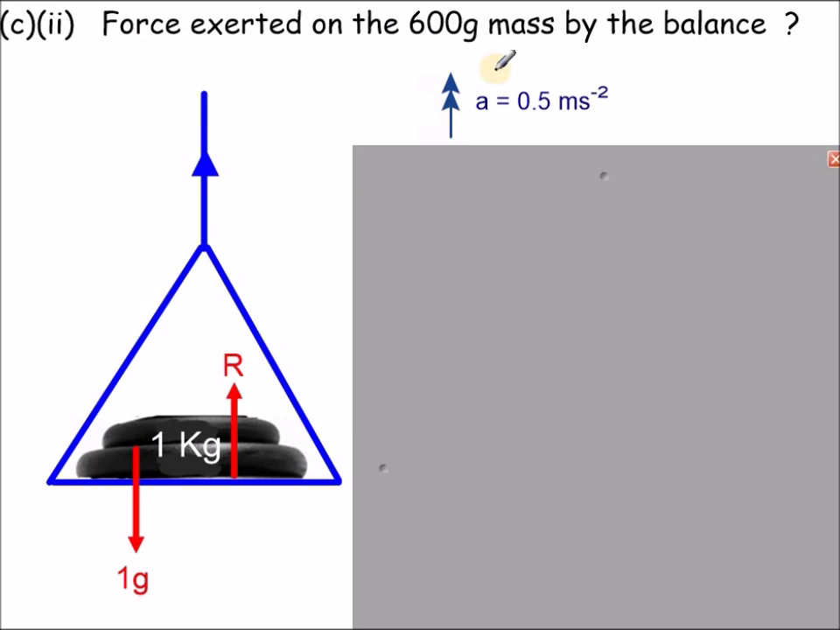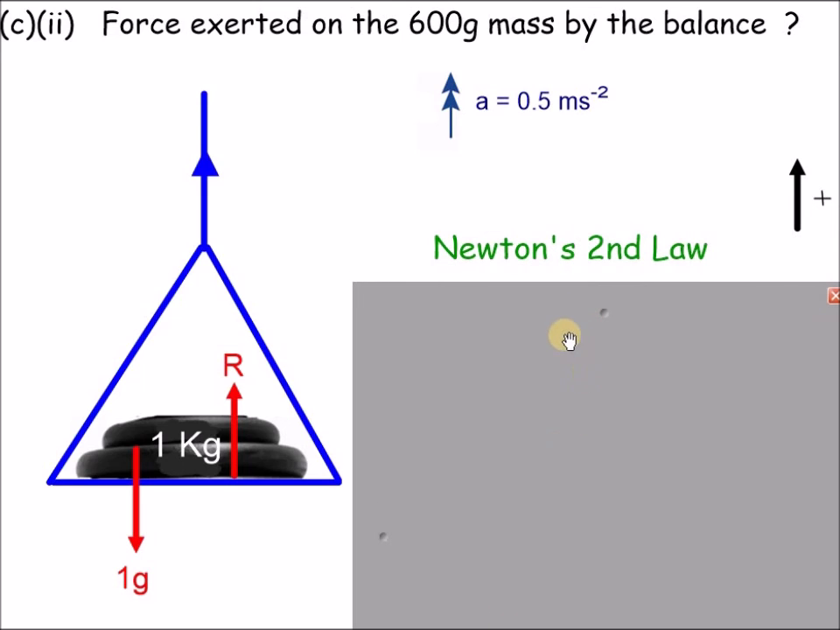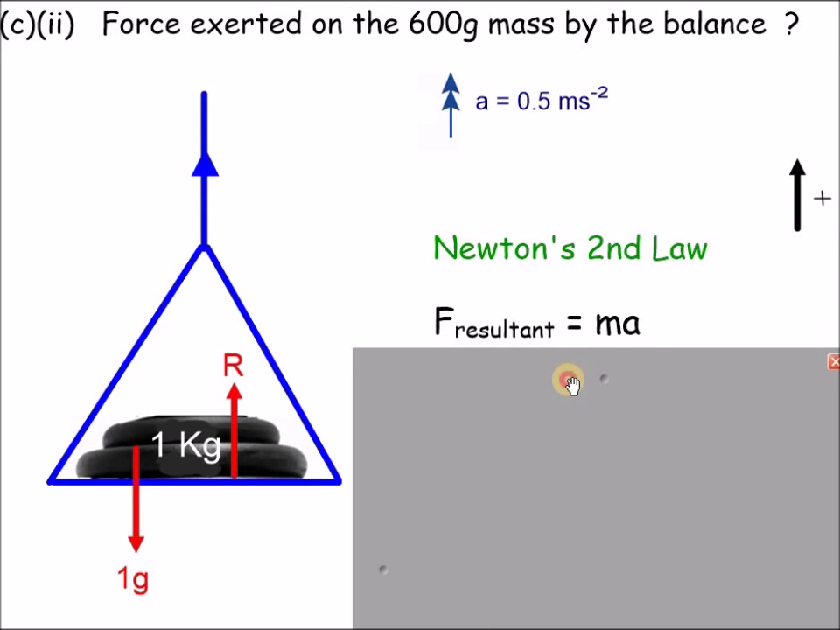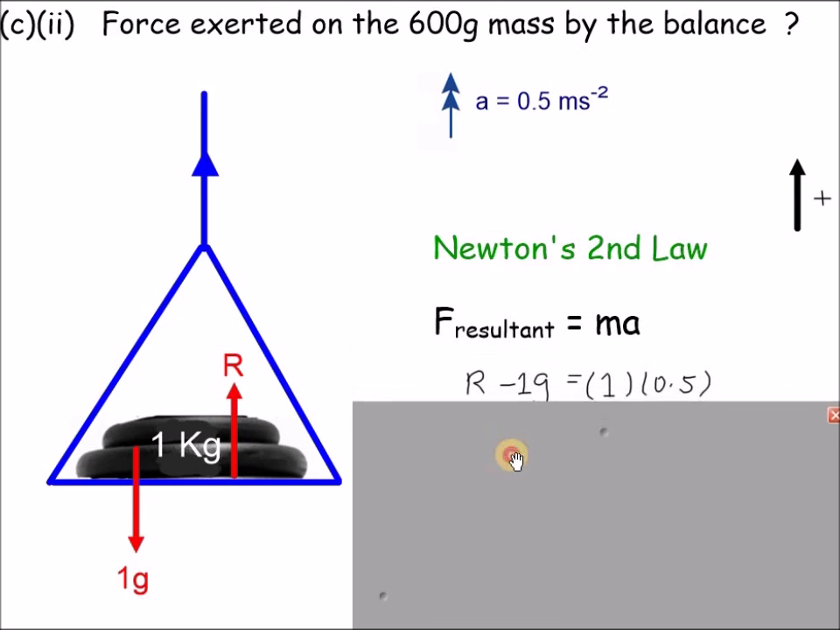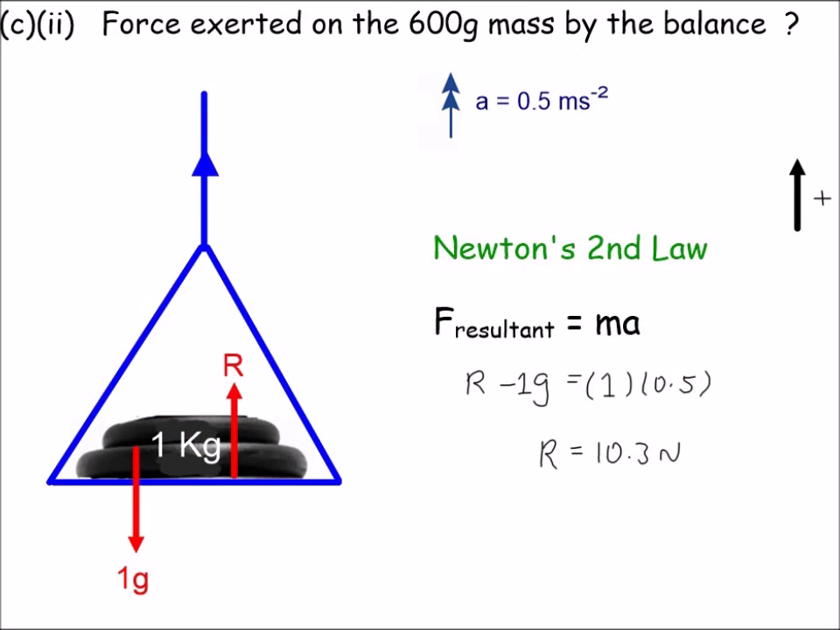And the second scenario where there is acceleration, so we can use Newton's second law this time. So now we have F equals ma, so the resultant force will be R minus 1g equals mass, 1 kilogram, times the acceleration, 0.5, and we can solve to get R, 10.3 newtons.